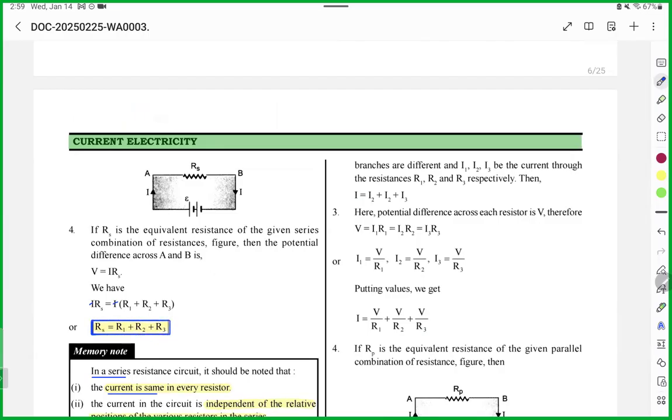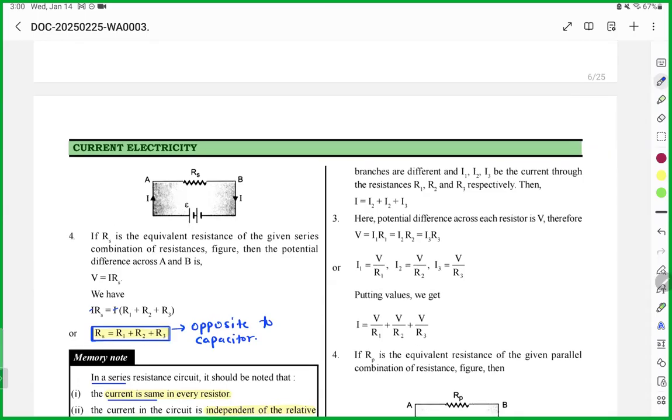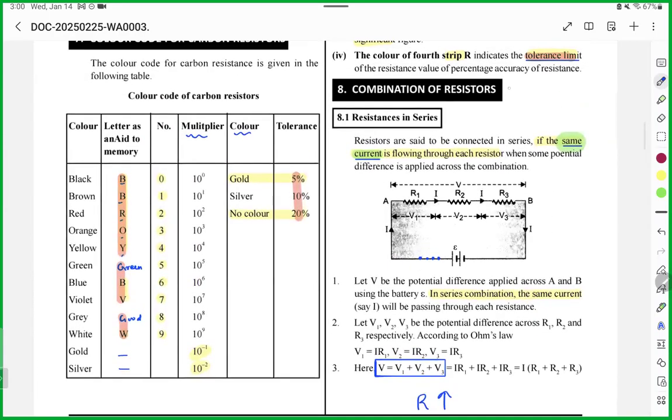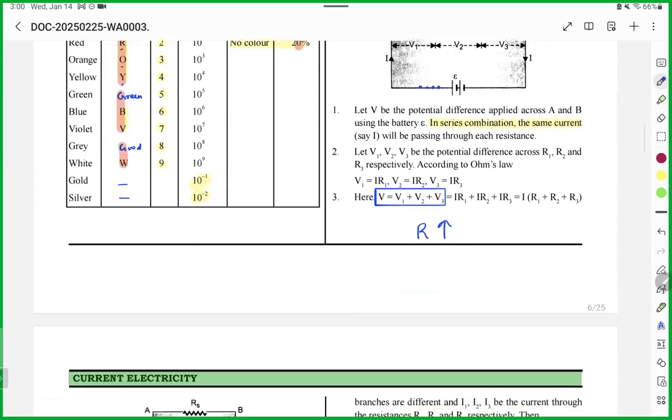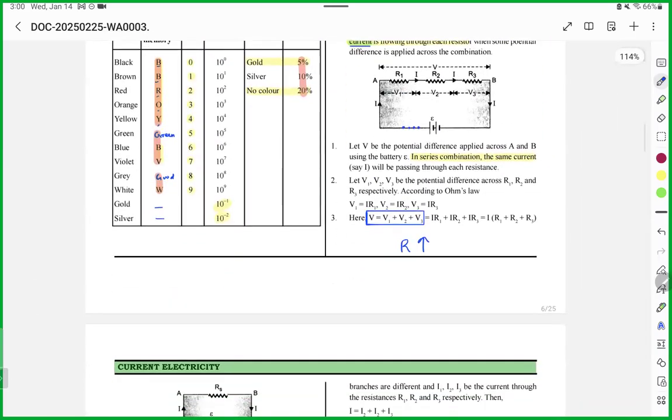And remember, you have to note down. I will check your notes especially for this point. Series is opposite to capacitor. Even this combination of resistor, you can write here opposite to capacitor. So you don't need to remember capacitor. Just focus on one and the other will be opposite. Right? The other will be opposite.